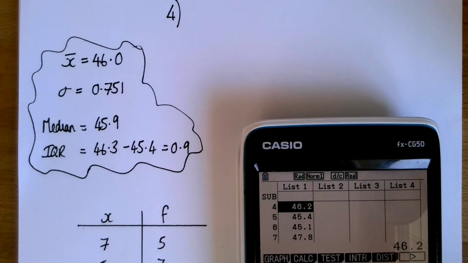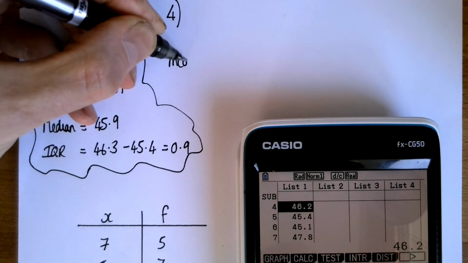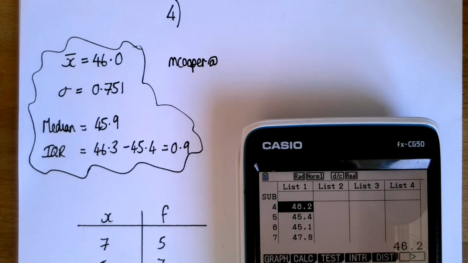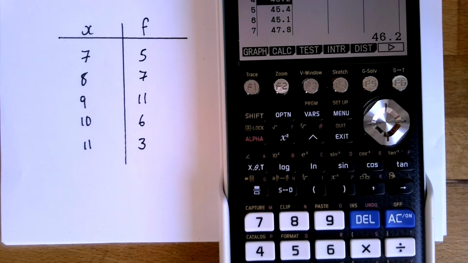Okay, so here are the answers that you should have got using your calculator, and email me if you are finding that tricky. So that's mcooper@ilfracombe.org.uk. Okay, so let's move on to the next page then, which is a frequency distribution.